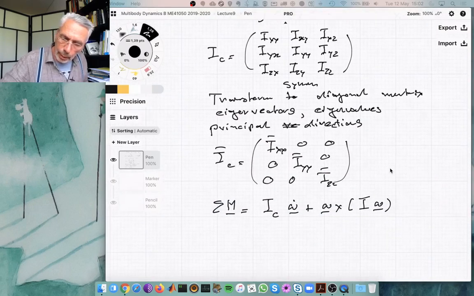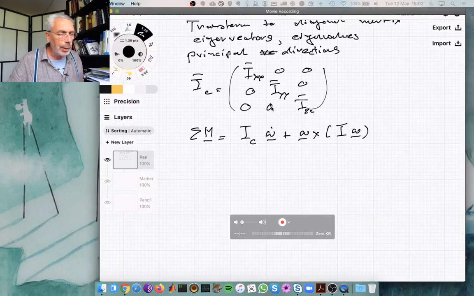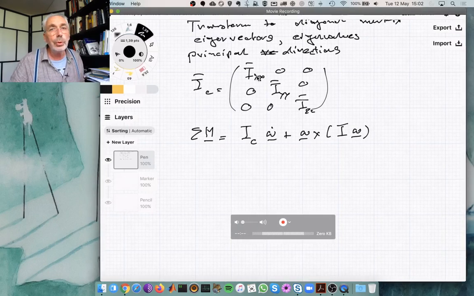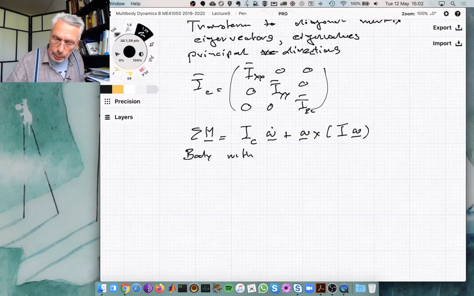Okay, then if you write down this equation and you use principal axes, you see there are a lot of zeros, so there are a lot of terms which will go away. Then this Euler equation will have a somewhat simpler form. So let me write down for a body with principal axes x, y, z.